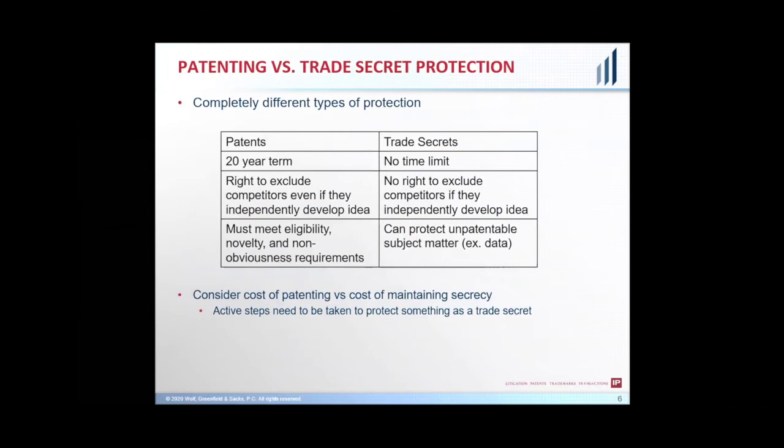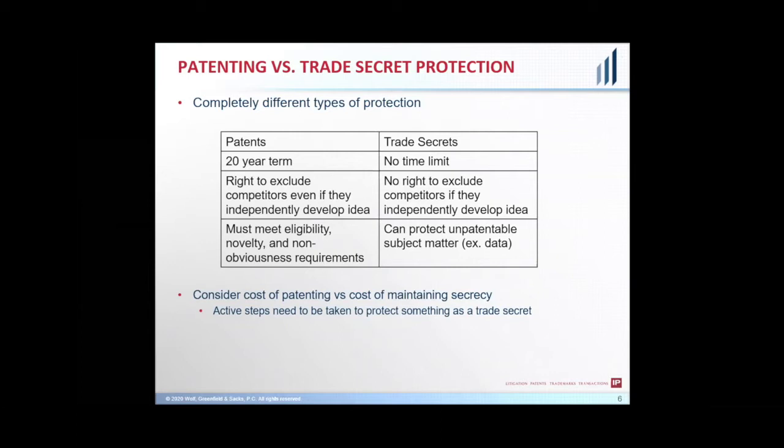And then I wanted to briefly touch base on the differences between patent and trade secret protection, because the two are completely different types, but they are important alternatives to think about in the context of protecting software. So patents have a 20-year term, whereas trade secrets have no time limit. With patents, you're given a right to exclude others, even if they independently develop the idea. With trade secrets, you don't have that kind of protection. Your competitors can independently develop that idea, and you can't use trade secret protection against them.